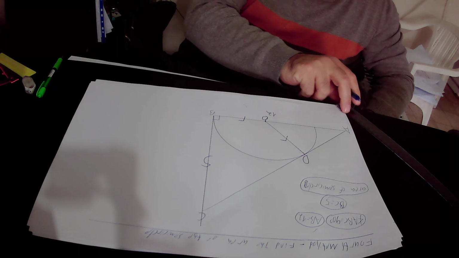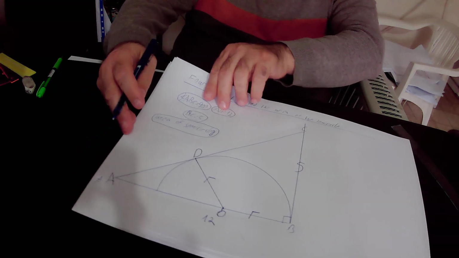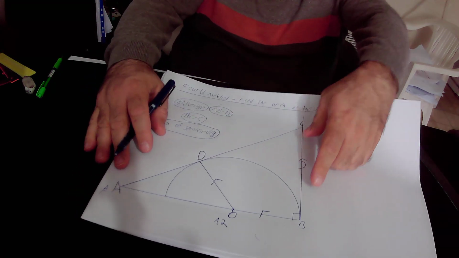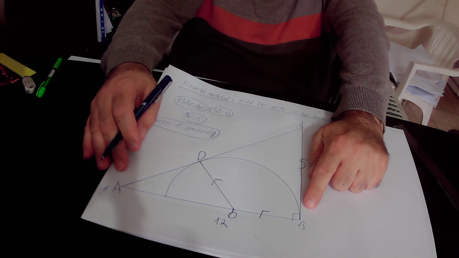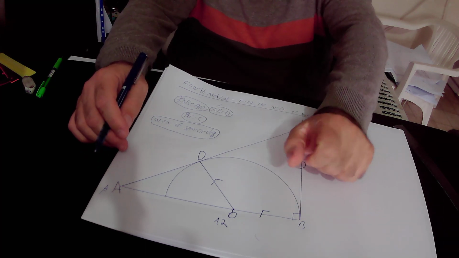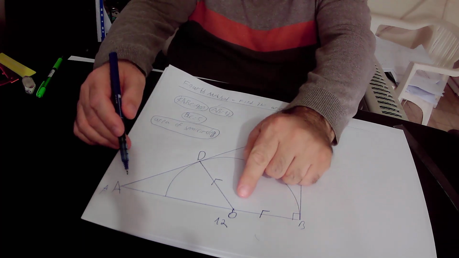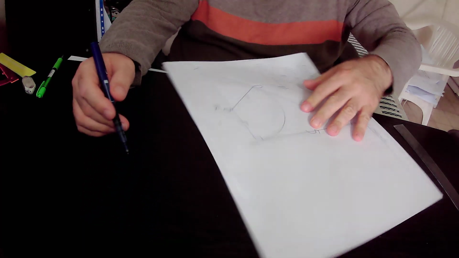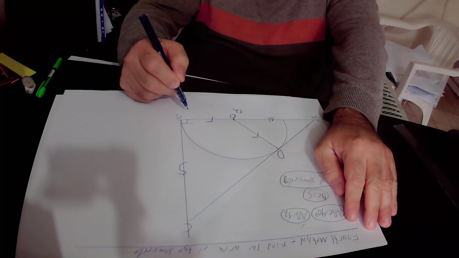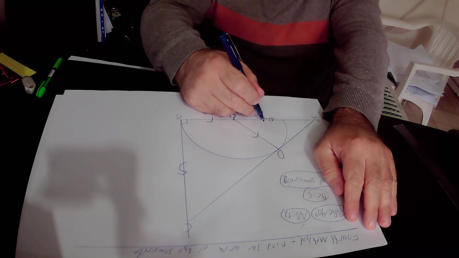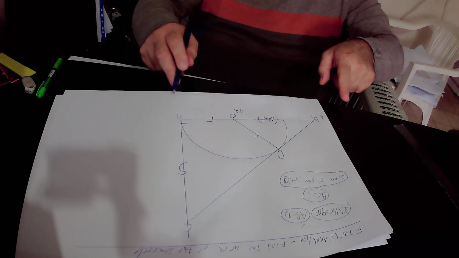And we actually know that side AB of triangle ABC equals 12 units and BO equals R. So AB minus BO equals AO. That is to say AO equals AB, that is 12 units, minus OB, that is R. So AO equals 12 minus R.